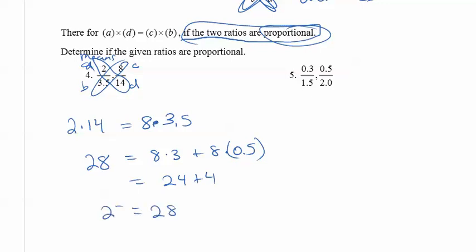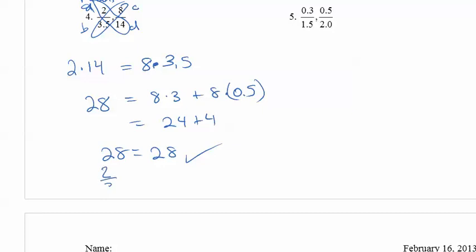And so 28 is equal to 28, which means that these two ratios are proportional. So I could use them in order to form a proportion. Therefore, 2 over 3.5 is equal to 8 over 14, because their means and extremes are proportional. So yes, these are proportional.